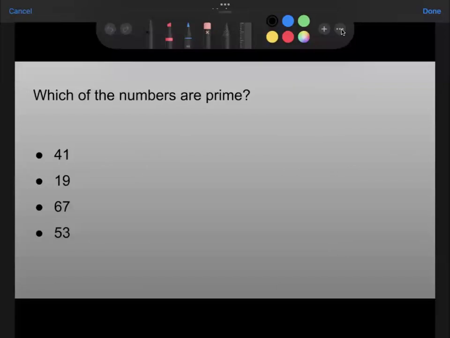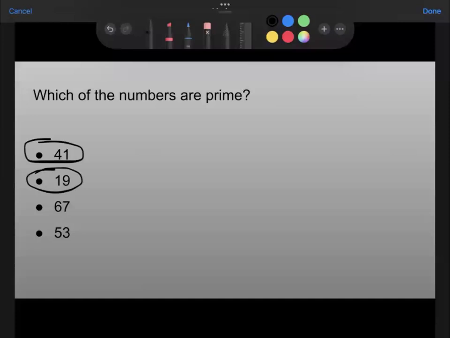Here is our next one. Which of these numbers are prime? Okay, so we've talked about 19 before, so we know that that is a prime number. Number 41. Okay, so I can think of numbers that fit into or multiply to make 42, but not 41. So I'm going to go ahead and say that this is also prime.